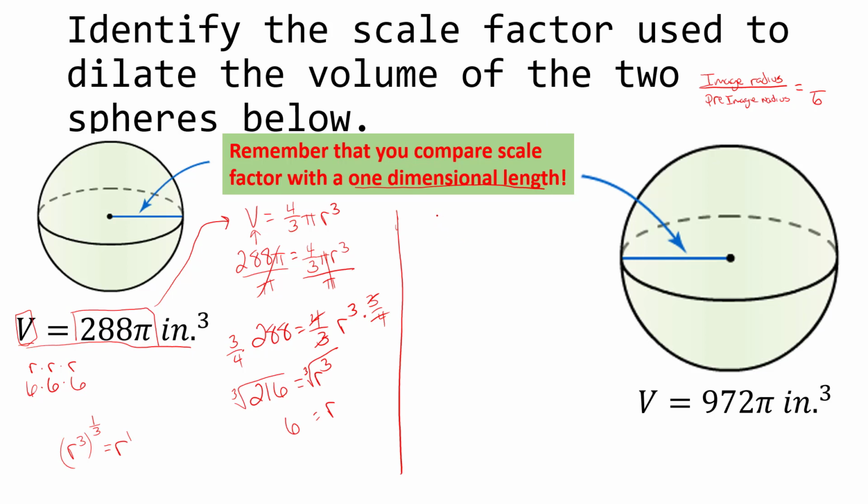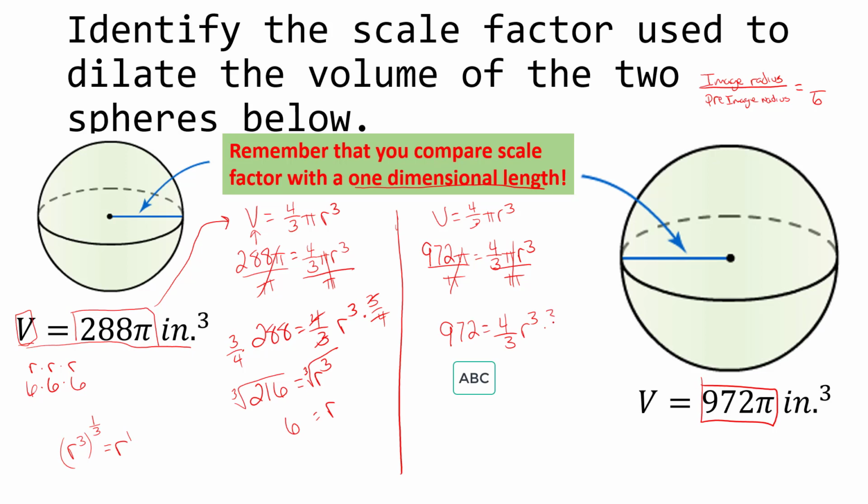All right, welcome back. So we're doing the same thing. Volume is equal to 4/3 pi r cubed. We'll plug in the value we know, 972 pi. All right, I see that pi is on both sides of the equation, so we can divide by pi. Pi over pi is 1, so that simplifies out. 972 is equal to 4/3 r cubed. Again, we'll multiply by the reciprocal to simplify out the coefficient.